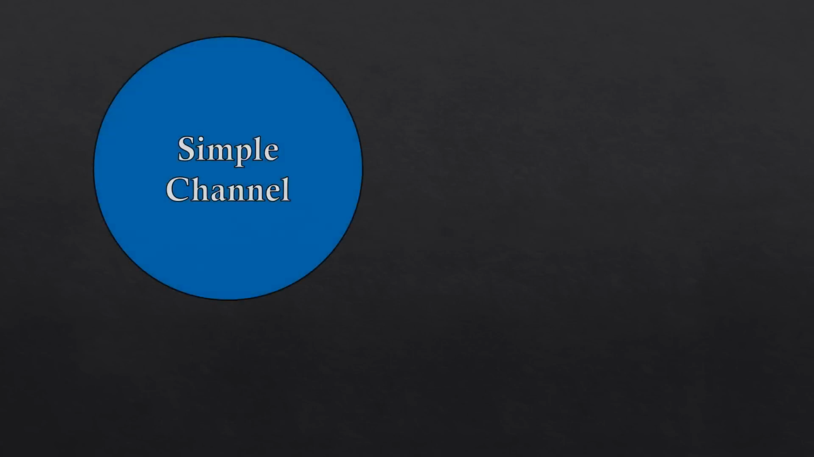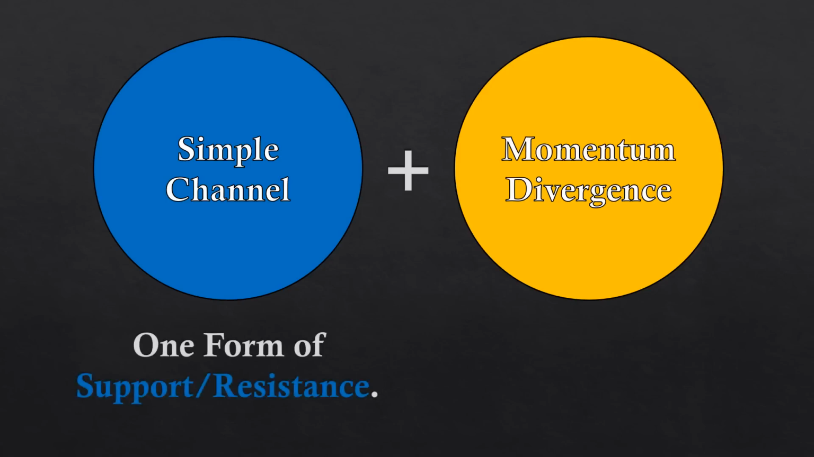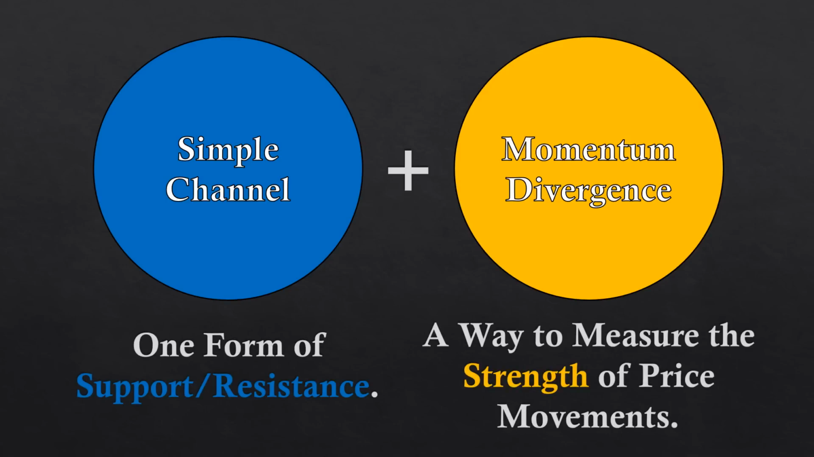This strategy consists in combining two very well-established trading techniques, the simple channel and the momentum divergence. The simple channel is a form of support and resistance, and the momentum divergence is a way to measure the strength behind price movements. The strategy I'm going to show you today capitalizes on the fact that when we have a momentum divergence while price is hitting a channel line, there's a higher chance that price will reverse, but there are additional details you need to be aware of as well.